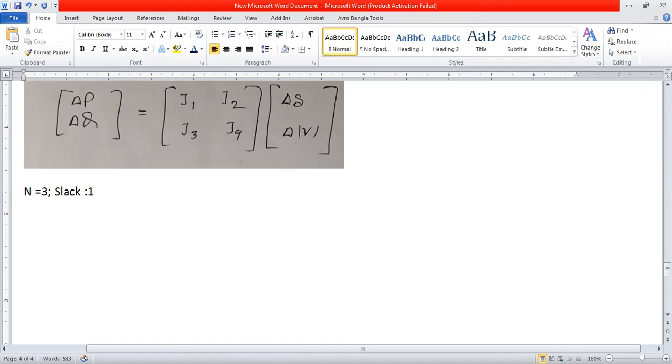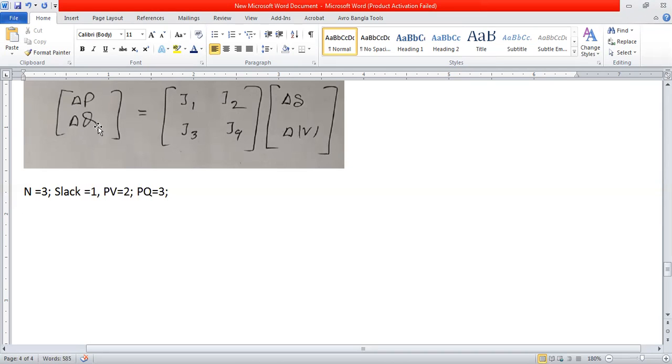So the slack bus is bus 1. Next, the PV or generator bus is bus 2, and the PQ or load bus is bus number 3. So if we consider this power system, the total number of buses is 3, and the slack bus is bus number 1. Bus number 2 is the PV bus, and bus number 3 is the PQ bus.